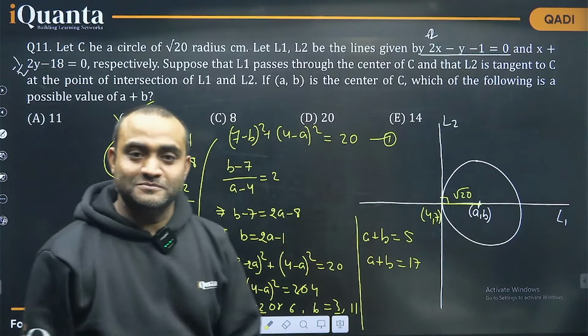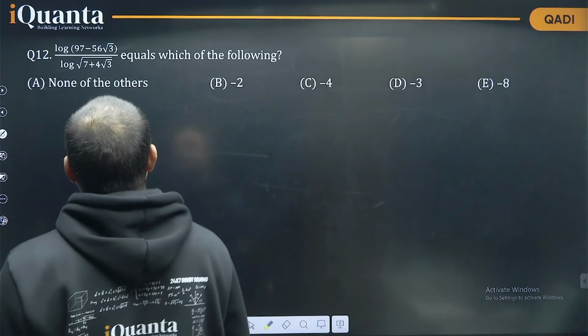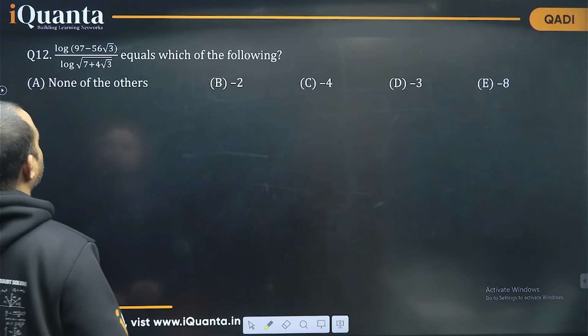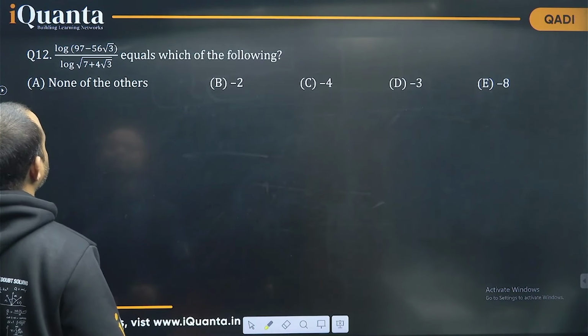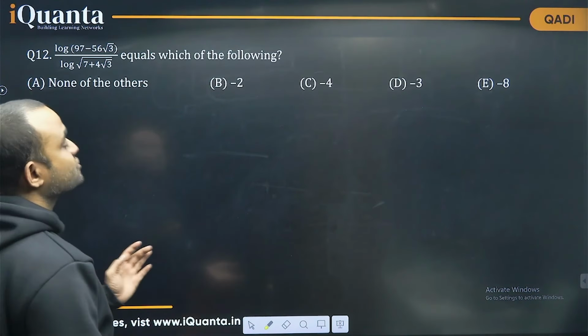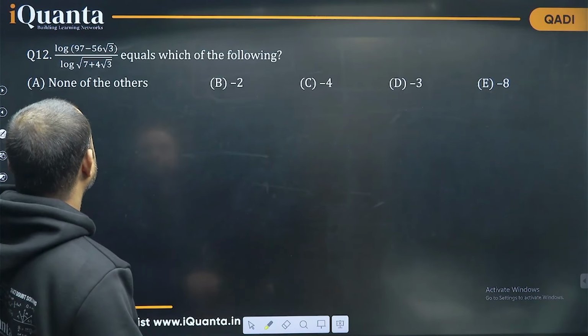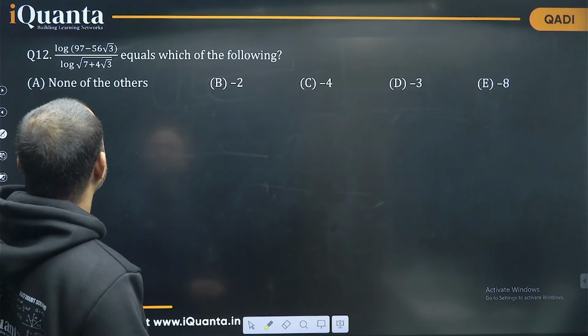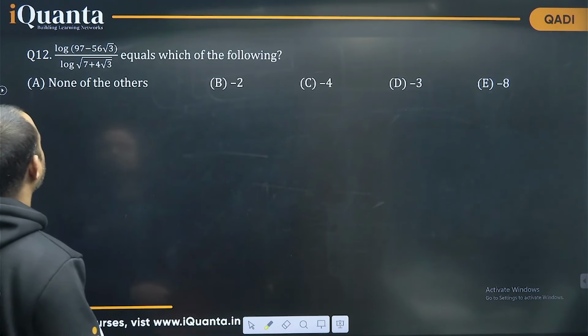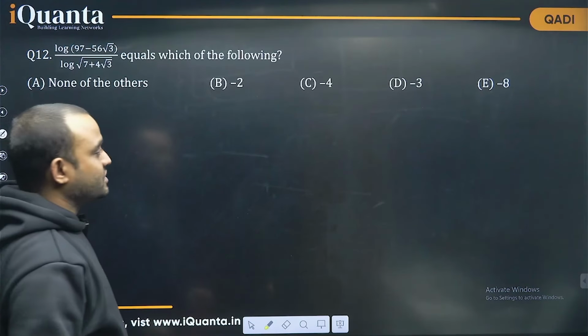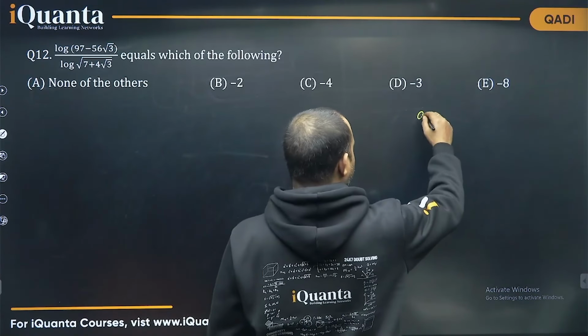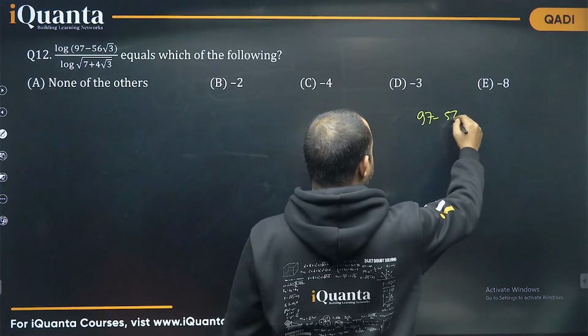Answer is option B. Next question: log of (97 minus 56 root 3) upon log of square root of (7 plus 4 root 3) equals which of the following? Okay, so first of all, our target should be to solve this surd, right? 97 minus 56 root 3.